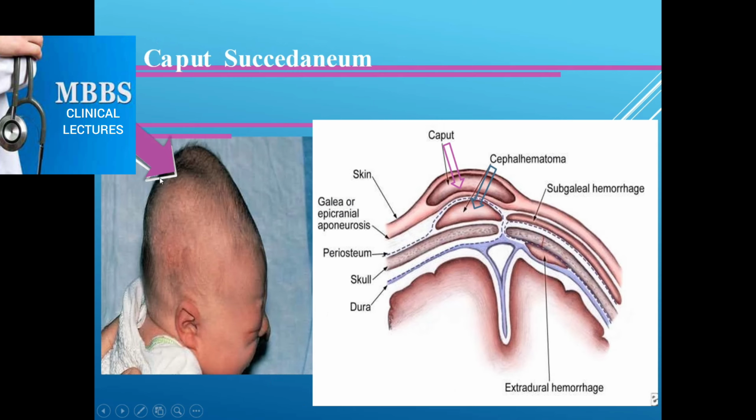You can see here there is swelling on the presenting part during the delivery of the baby. In the subcutaneous tissue, there is swelling, a collection of edematous fluid. This swelling is termed caput succedaneum.